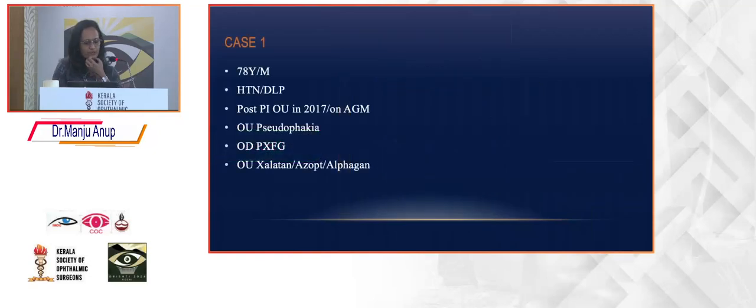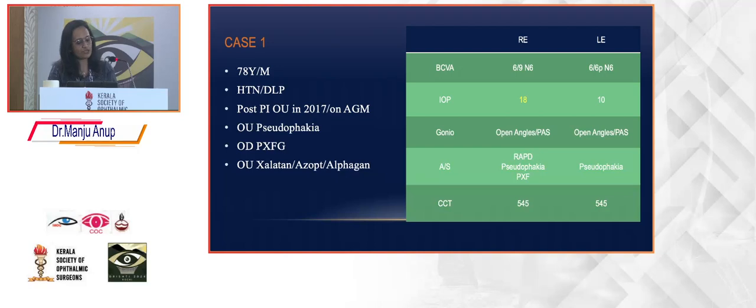We'll just look at 1 or 2 cases. This is a 78-year-old male who had undergone YAG-PI in both eyes and was on an AGM after that. Later he underwent cataract surgery and he had pseudo-exfoliation in the right eye. So the patient was on 3 anti-glaucoma medications, and the left eye was primary angle closure disease which was stable, and in the right eye he had PXF and the intraocular pressure was 18.